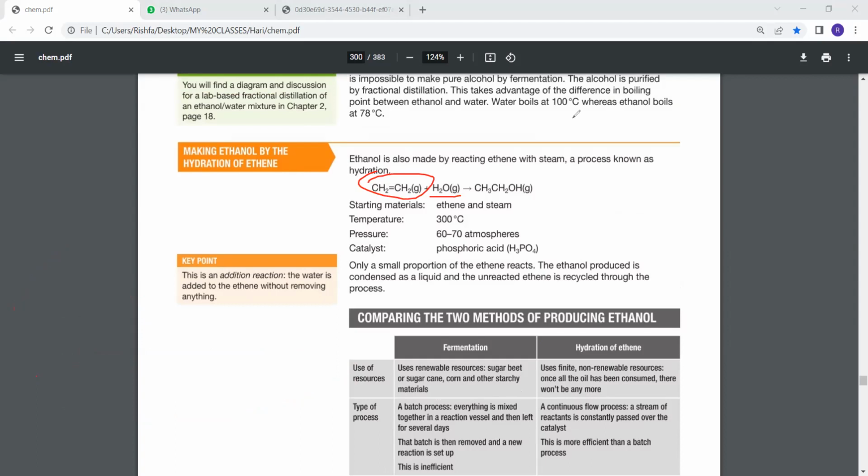Ethene, okay, ethene with steam. That's how we produce ethanol. So ethene and then water, that's steam. We have CH3CH2OH, an alcohol, produced, and these are the conditions, okay?